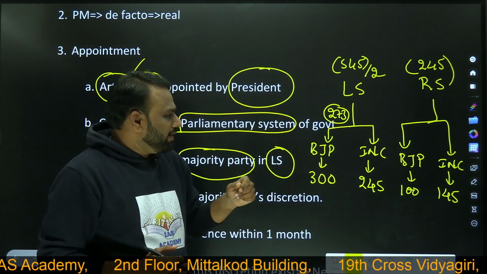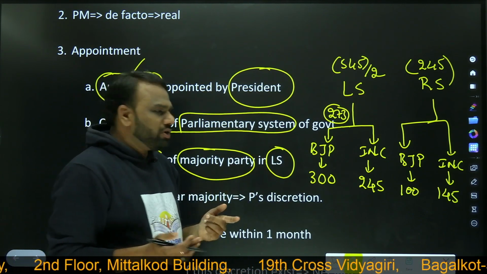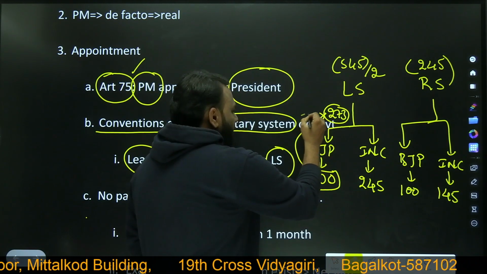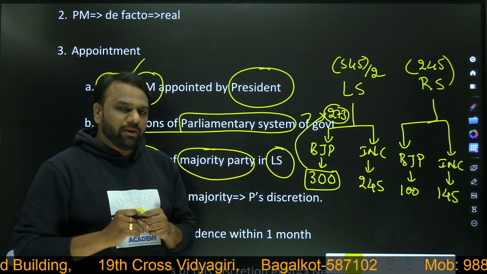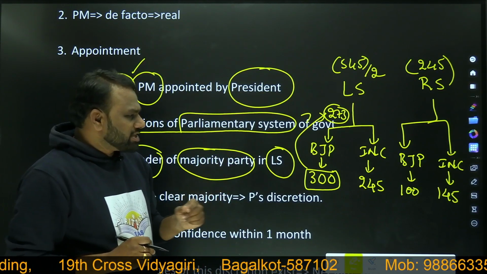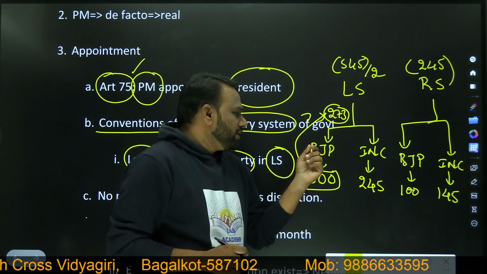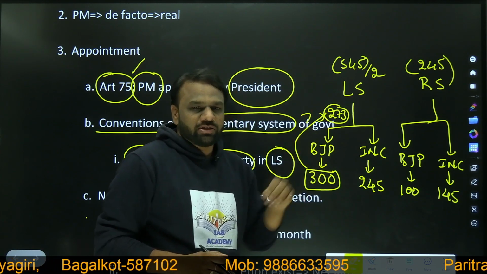So in this example, which party is majority now? BJP is in majority. Why BJP is in majority? Because it has 300 seats and this 300 is greater than 273, which is required. So BJP is the majority party. Now next, Indian National Congress, it has just 245 seats, which is less than 273. So among BJP and Indian National Congress, BJP is in majority in Lok Sabha.